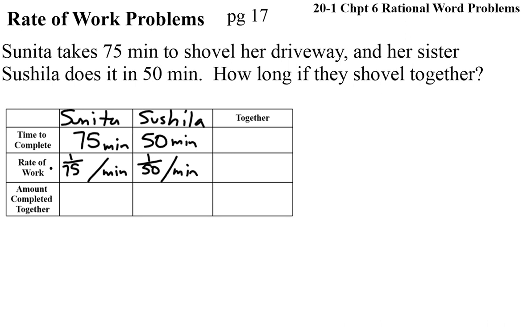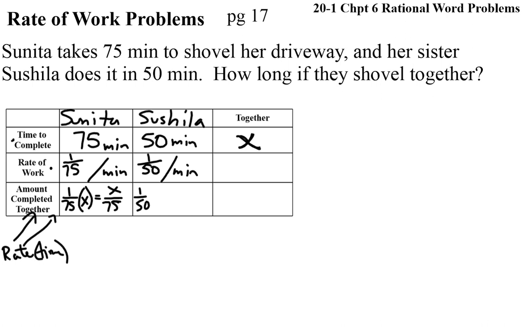All right. Finish off the chart. What do we want? Together, how much time is it taking? There's our x. How much do they each complete? Well, remember, amount completed is rate times time. Sunita does 1/75 of the job per minute for an unknown number of minutes because that's what we're trying to calculate. So we can write this as x over 75. Sushila, same thing, 1/50 of the job per minute for x amount of minutes when she works with her sister. We don't know, but we can call it x over 50. So now we can go to our equation. The amount that Sunita does, x over 75, plus the amount that Sushila will have done, x over 50, will equal one nicely clear driveway.